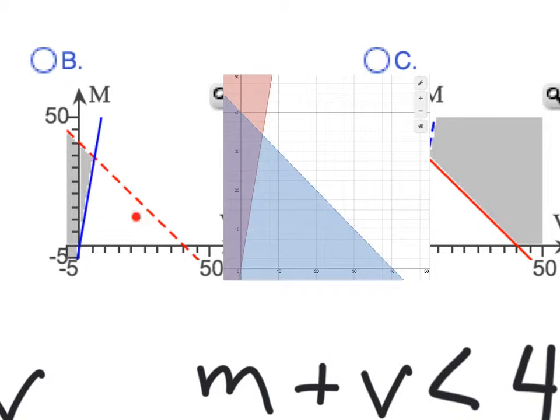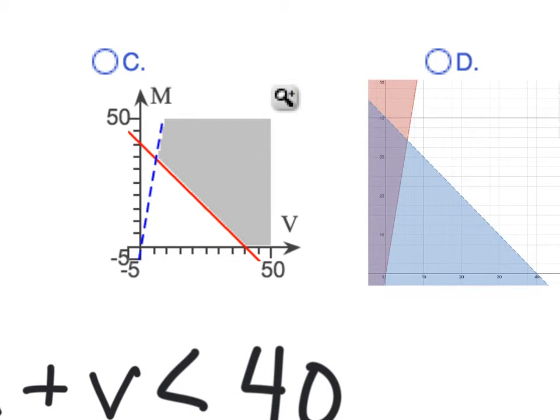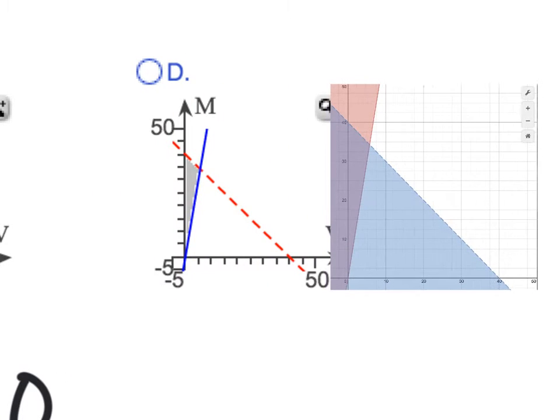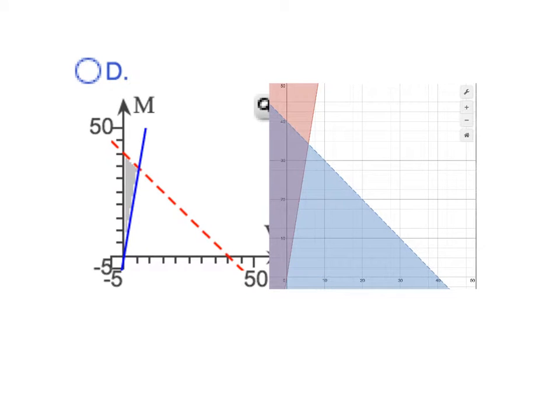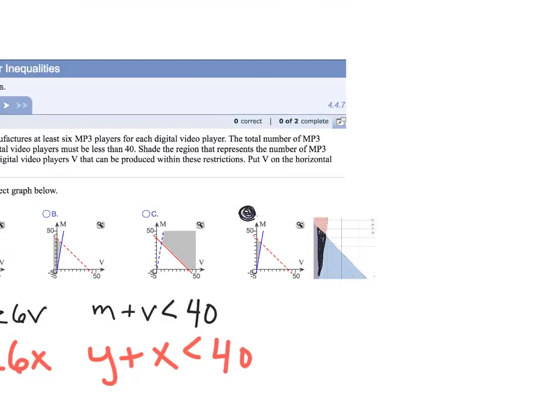The answer must be B, but it's not, and I'm going to explain why. The answer is actually D in this case. Why is the answer D? Because you're not allowed to sell negative video players or negative MP3 players. So our answer isn't going to include the negative stuff. Our answer is really only going to include this portion of the wedge that is on the positive side of the graph. That's why the answer is D. That's kind of tricky.